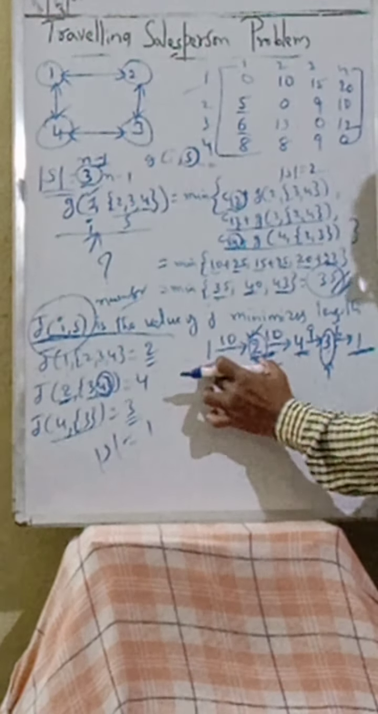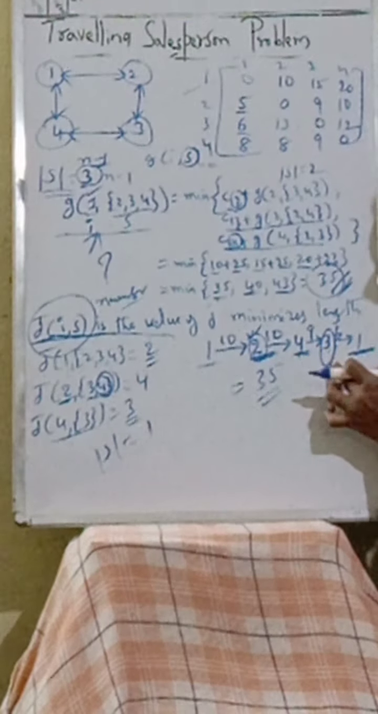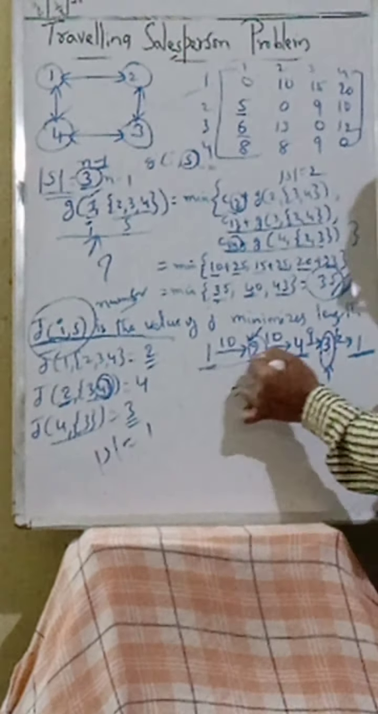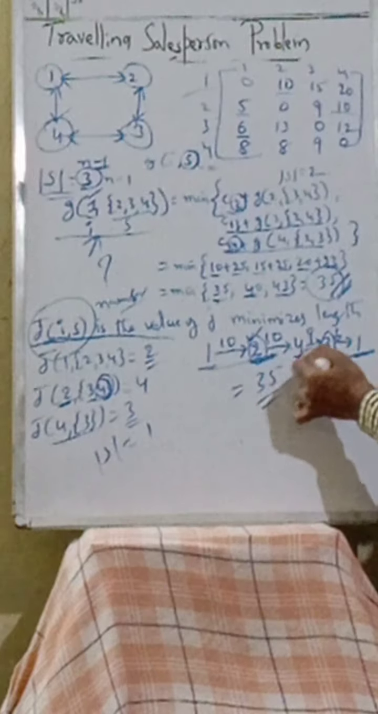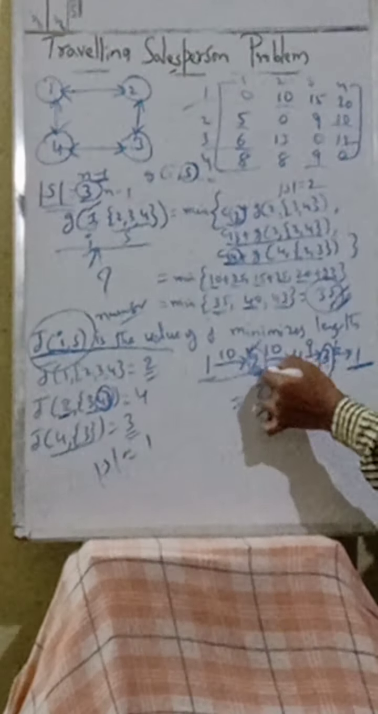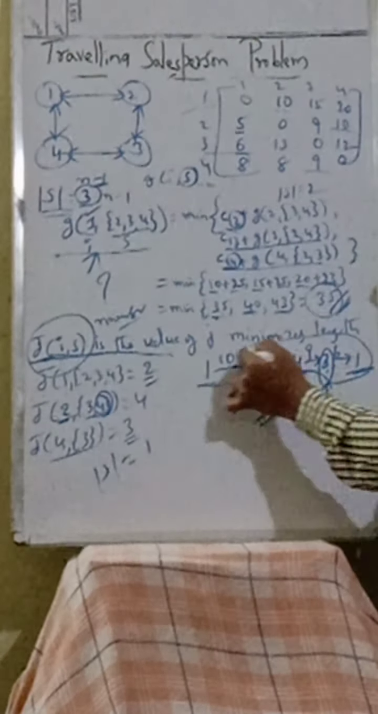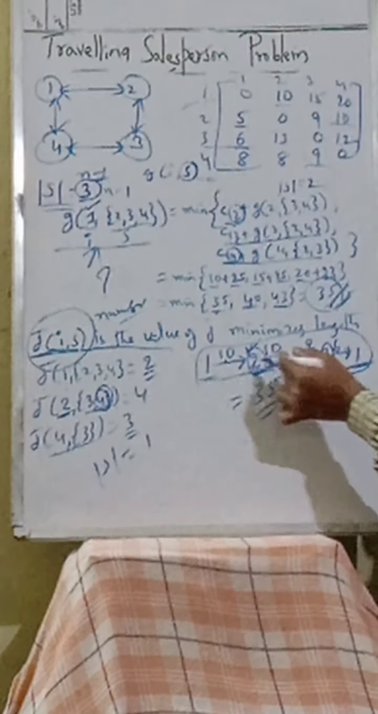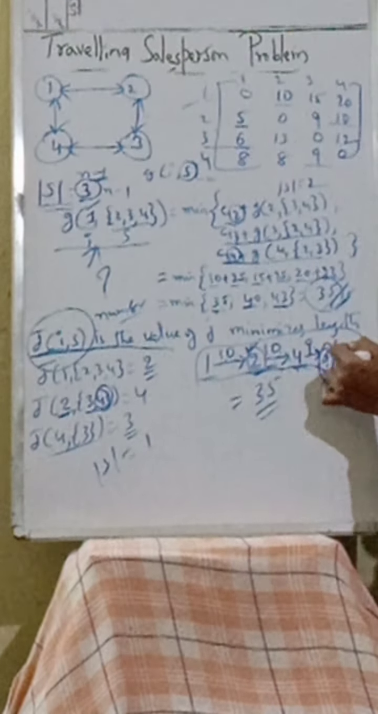Then 1 to 2, 2 to 4, 4 to 3, 3 to 1 is the optimal path now. Now what is the 1 to 2 edge cost? That is available in the matrix. What is 1 to 2? 10. 2 to 4? 10. What is 4 to 3? 9. What is 3 to 1? 3 to 1 is 6. Now these are the edges and the node numbers which are involved in the optimal path. If you add these 4 values, that must be equal to 35. So 10 plus 10 plus 9 plus 6, 35.